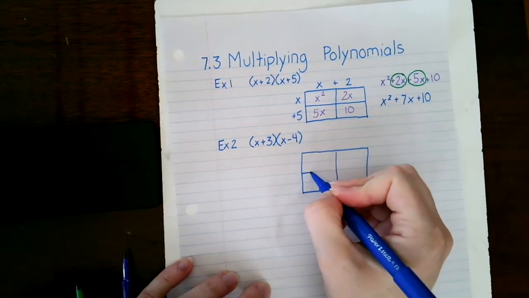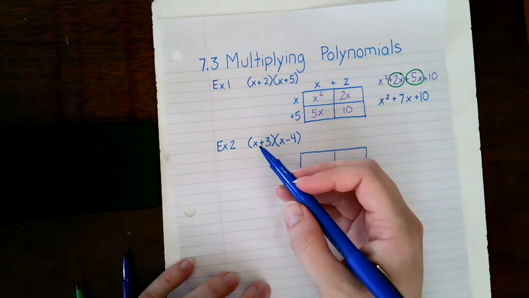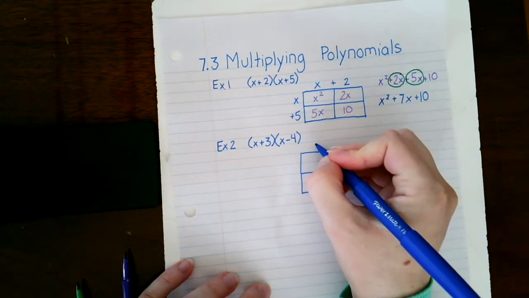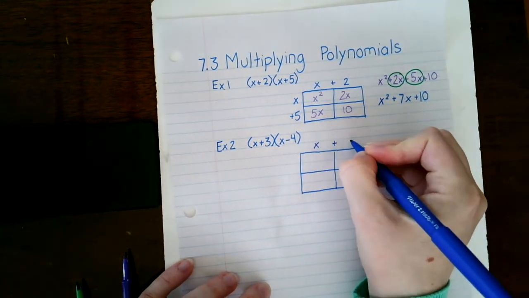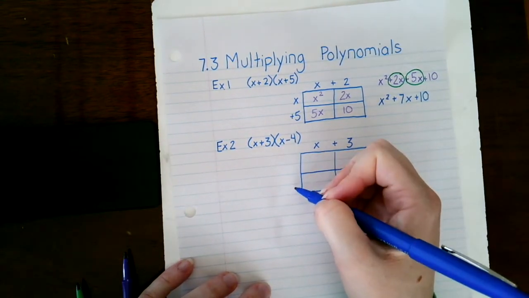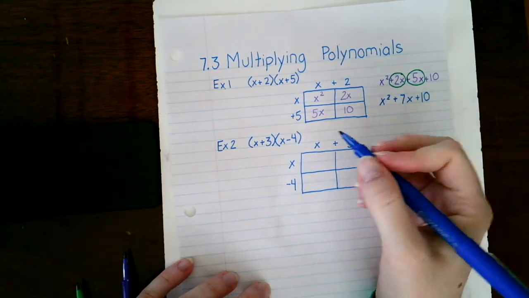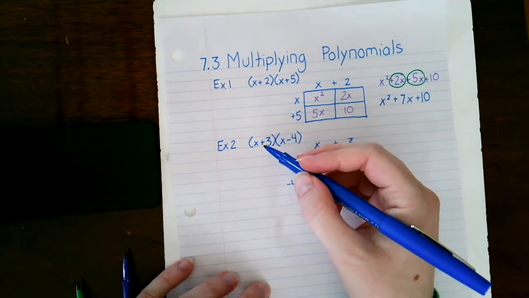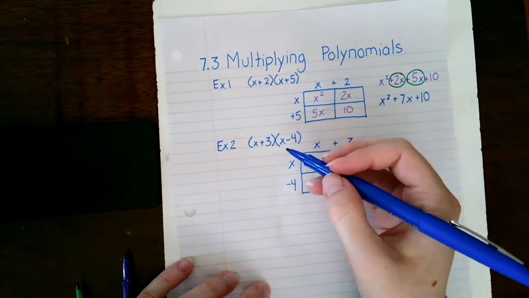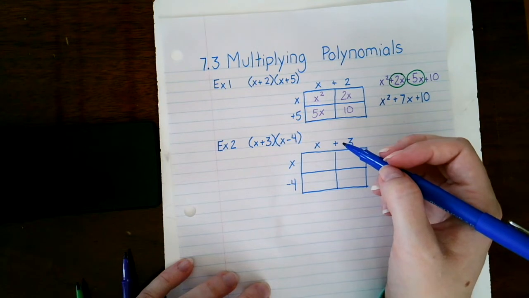It should not be something that is taking you a long time to draw. So I'm going to take my first binomial, I'm going to write it across the top, x plus 3. Take my second binomial and write it along the side. Now, we know that you can multiply in any order. So I could write the x plus 3 along the side and the x minus 4 across the top. It does not matter. Do whichever one you want.